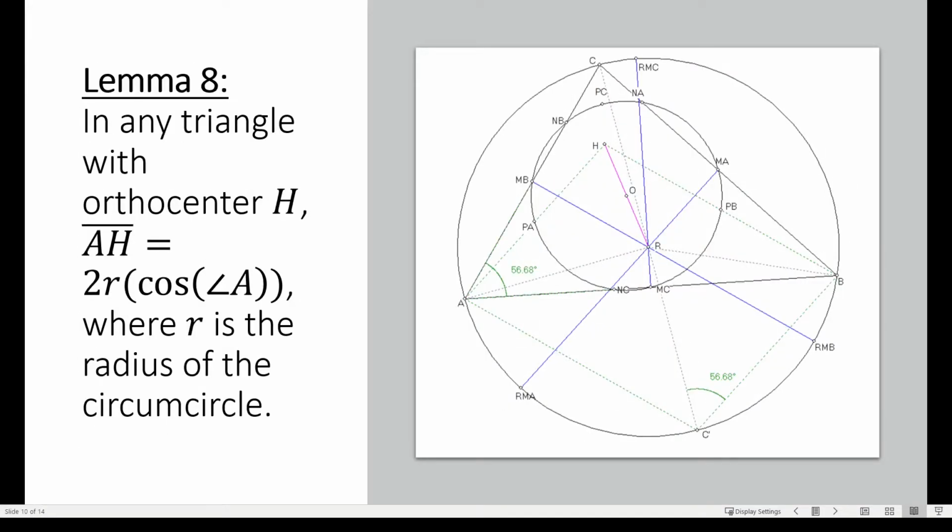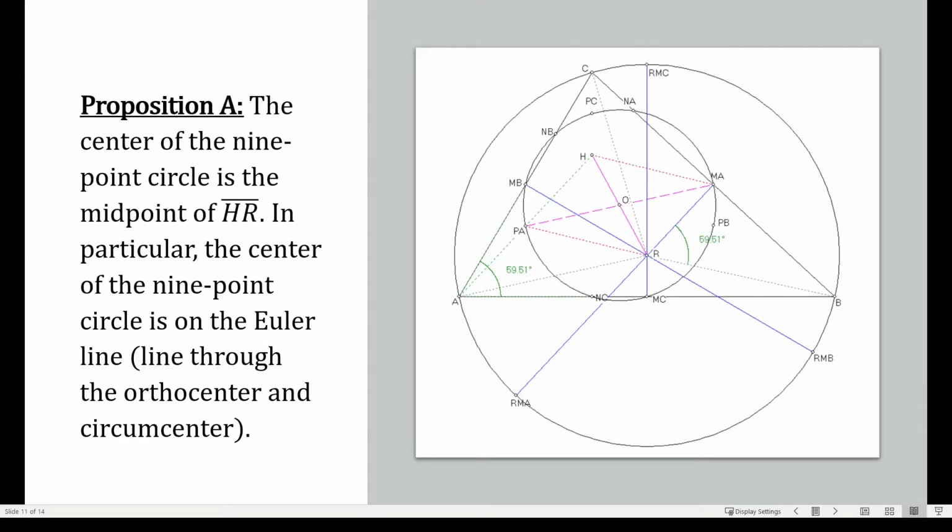Lemma 8 states that for any triangle with orthocenter H, the line segment AH equals 2 times R times cosine of angle A, where R is the radius of the circumcircle. This lemma can be used to compare the length of sides, and this will be useful to be able to compare the 9-point circle and the circumcircle. For the first application, we will introduce a proposition.